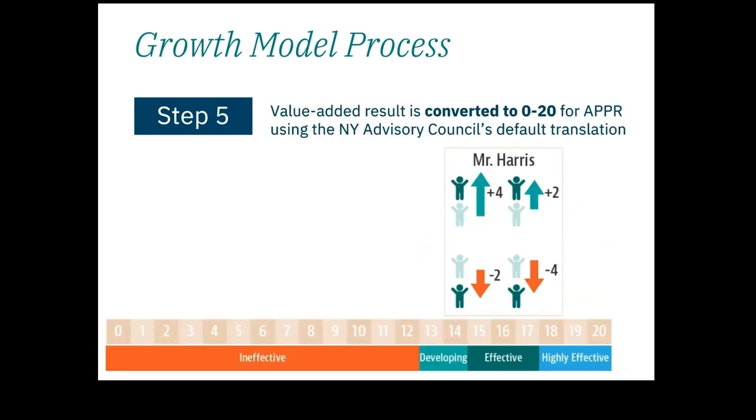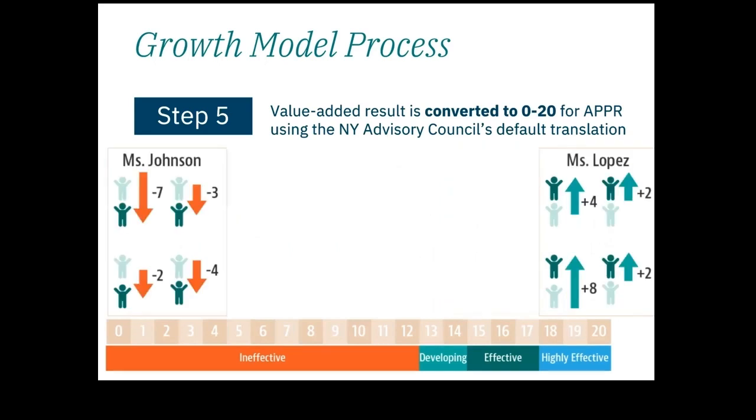Then we translate that onto a 0 to 20 scale to let us know if this is a case where students tended to be about average in their outcomes. Here's Mr. Harris's classroom. Some students ended up beating their predictions, some did not meet their predictions, but it averaged out. That ends up being a 16 on the 0 to 20 scale, which puts Mr. Harris right in the middle of the effective range for the HEDI distribution.